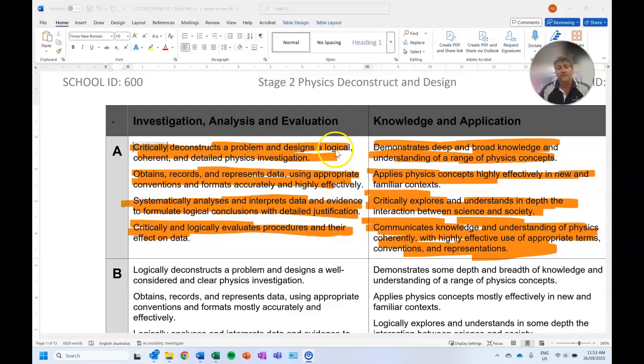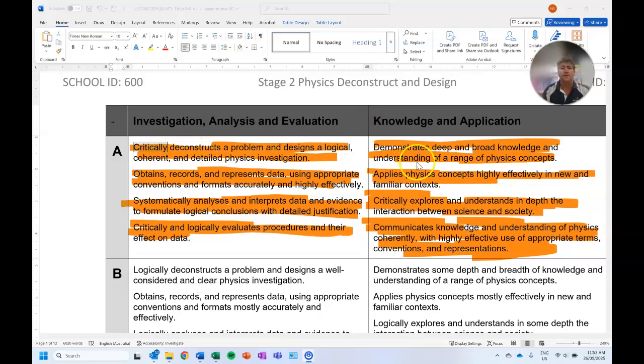Designing a logical, coherent and detailed investigation. Logical would be, does this investigation actually give me data so that I can answer the question that I'm posing? Coherent, am I able to actually make sense of it? Does the investigation make sense? And is it detailed? So could someone actually pick this up, maybe a year 10 or 11 kid, and run through your experiment and actually carry it out? So these are performance standards that are basically unique for the Decon and design.